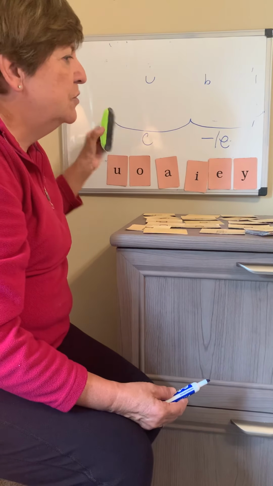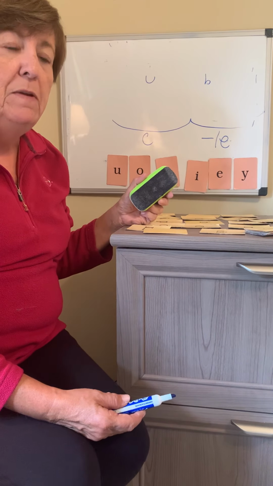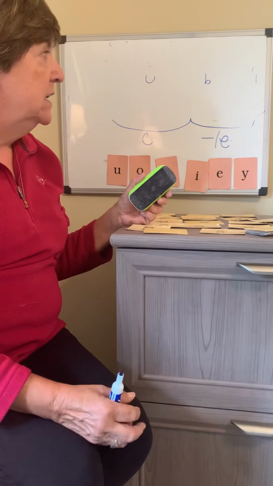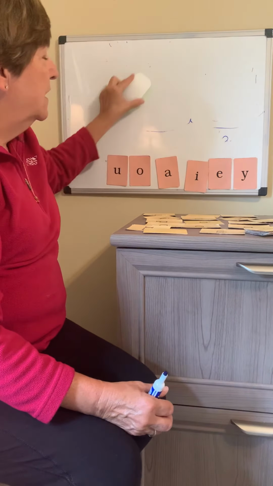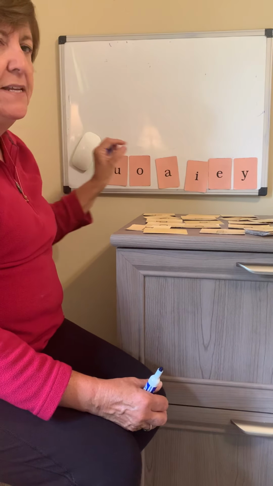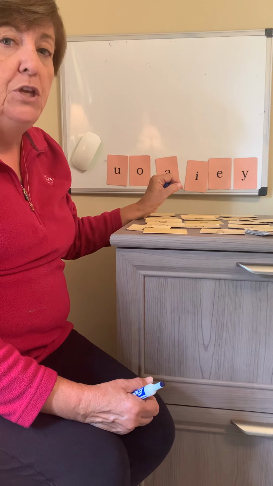Your first word to try is the word bugle. Maybe you've seen a bugle. It kind of looks a little bit like a trumpet. Bugle. It's a brass instrument. Clap it, tap it, and build it. Bugle.